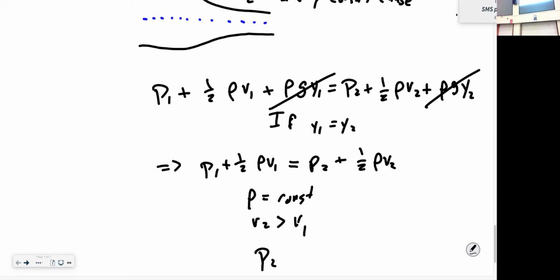Compared to P1? It's got to be less. If V2 term is higher on this side than this one, then this term must be lower than this one, if those two are going to balance each other out. P2 must be less than P1.